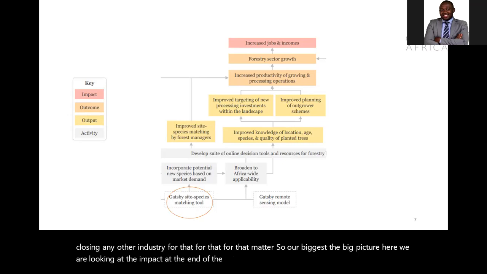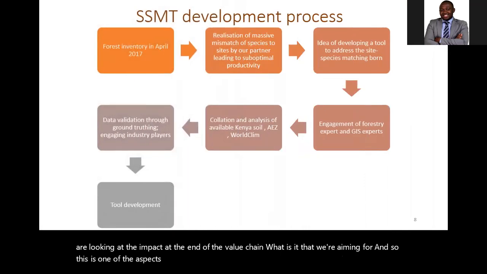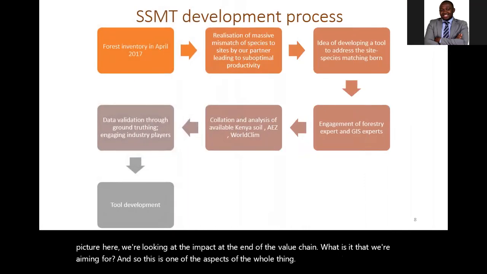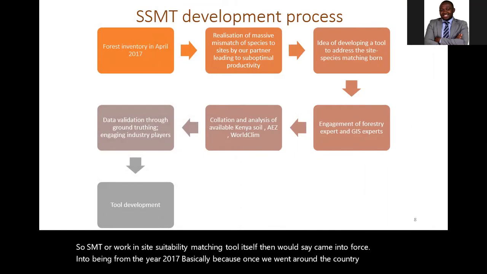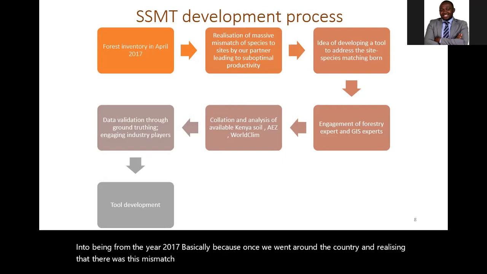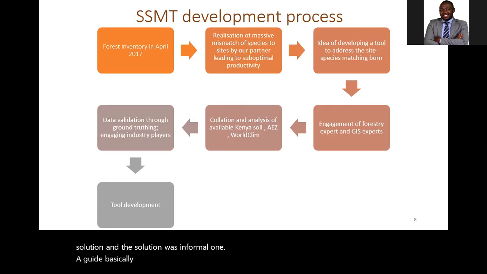So the big picture here, we are looking at the impact at the end of the value chain. What is it that we are aiming for? And so this is one of the aspects of the whole thing. So SSMT, or the Site Suitability Matching Tool itself, came into being from the year 2017, basically, because once we went around the country and realized that there was this mismatch and suboptimal productivity, then we needed to find a solution, and the solution was in form of a guide, basically, to tree growers on where to plant what.